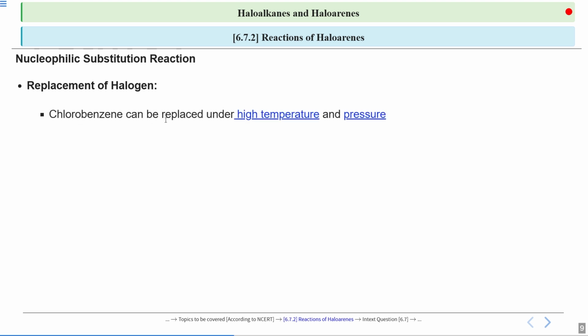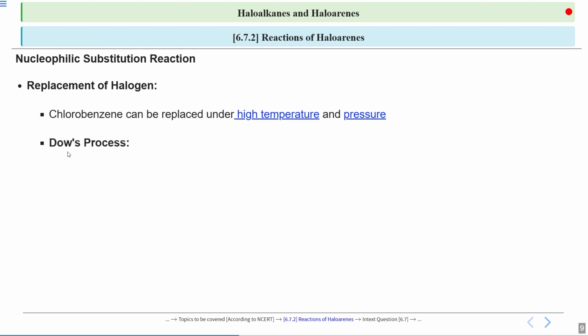So let's say chlorobenzene can be replaced under high temperature and pressure. In chlorobenzene, the chlorine attached to the benzene ring can be replaced under high temperature and pressure conditions. It cannot be replaced under standard conditions, so you have to apply high temperature and pressure for the replacement of chlorine.